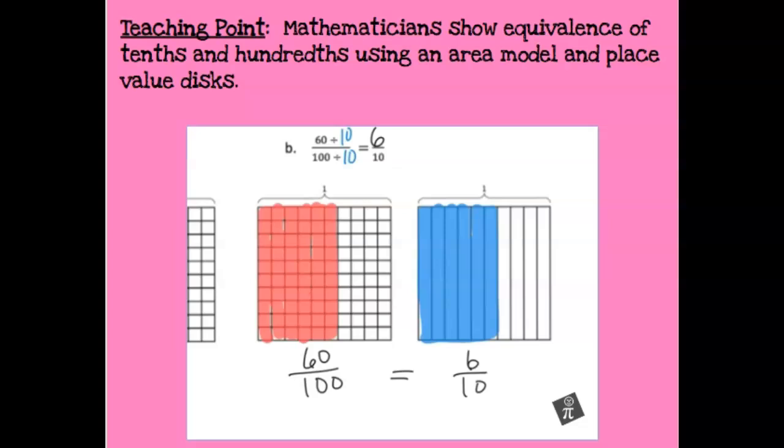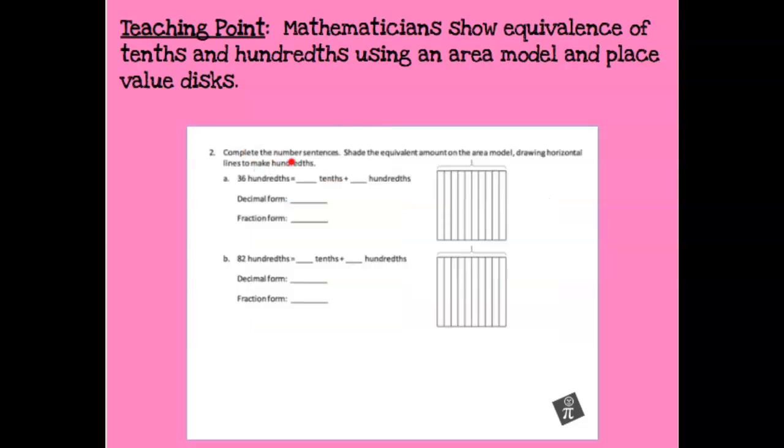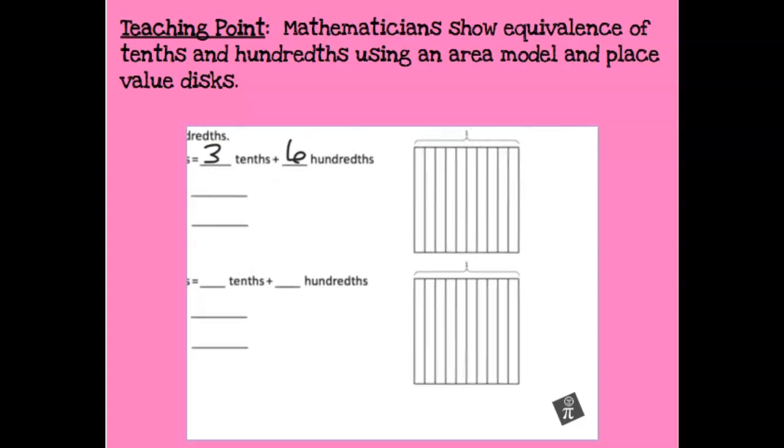to the original. So here we're going to complete the number sentences and then shade the equivalent amount on the area model here. And we are going to have to draw some horizontal lines in order to make our hundredths. And the idea is, well, 36 hundredths. We want students to recognize that that is 3/10 plus an extra 6 hundredths. So how are we going to shade that in to our model here?